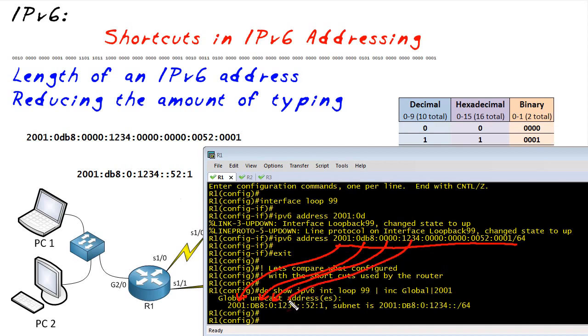Here's the 1, 2, 3, 4. Here's the 2 sets or 2 groupings of zeros represented by the colon. Here's the 52. We dropped the 2 leading zeros off that. And there's the 1, which we dropped the first leading 3 zeros off that.